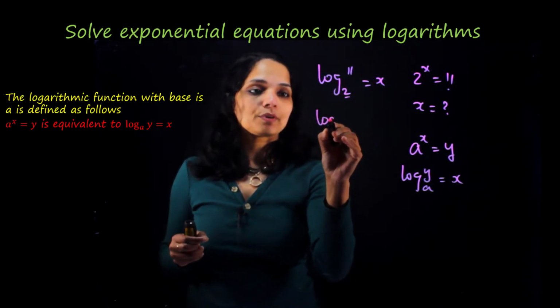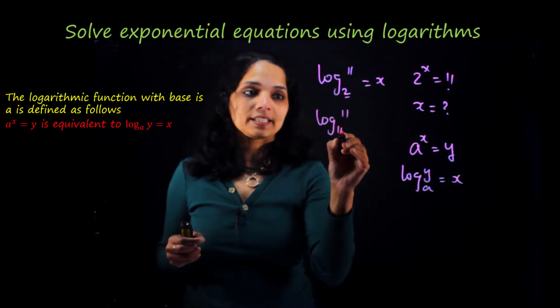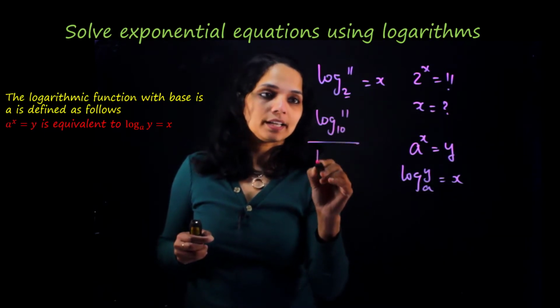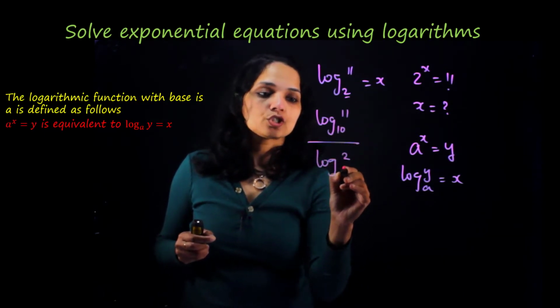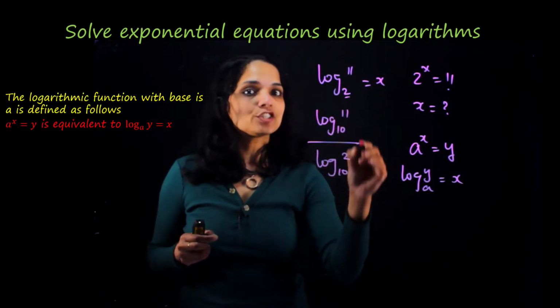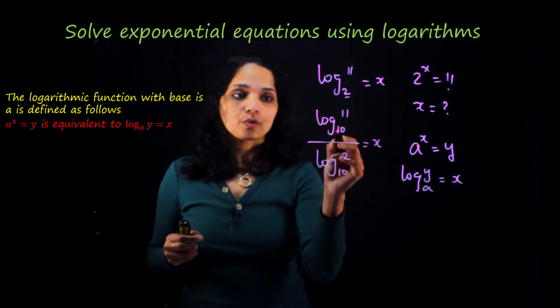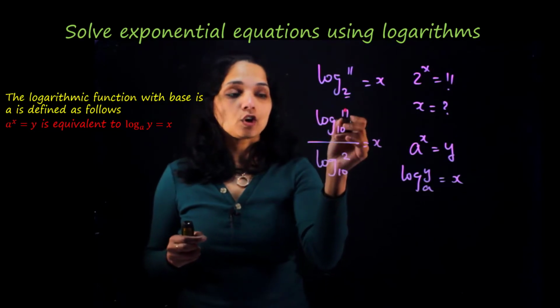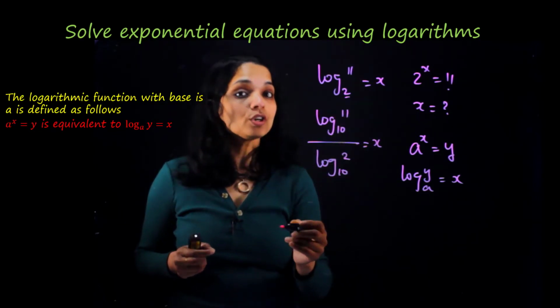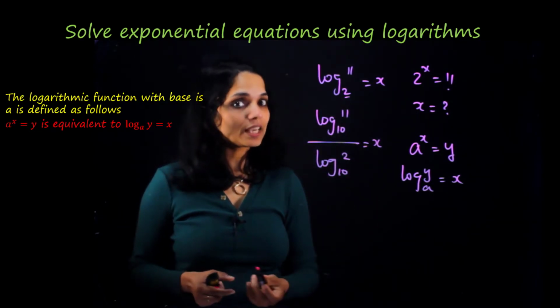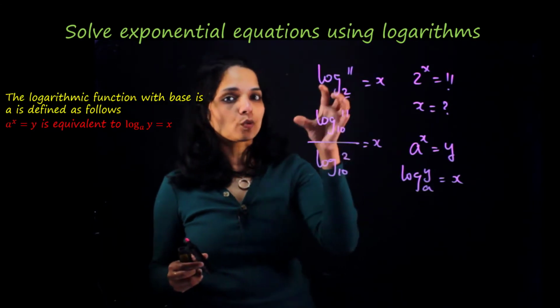So this can be simplified as log 11 to the base 10 divided by log 2 to the base 10. So this is a change of base equation, and that equals x. Now you need to solve for x by finding log 11 over log 2. So that's one way of doing it. Okay, so I'll show you another way if you don't prefer this method.